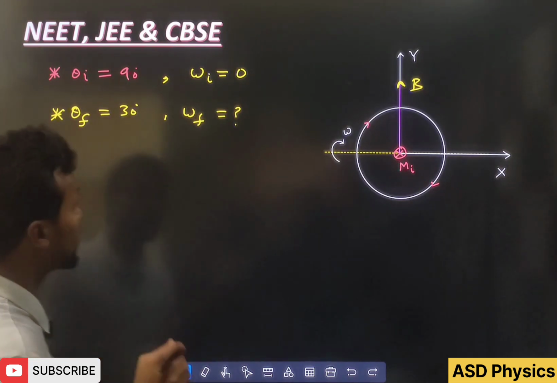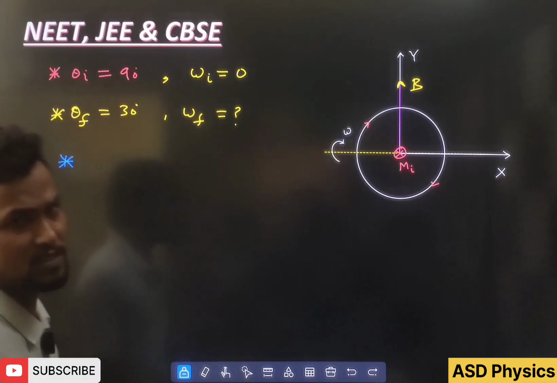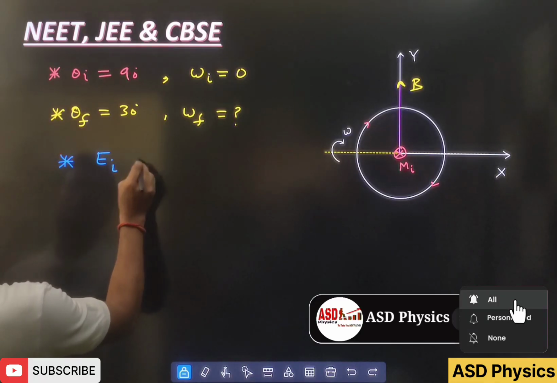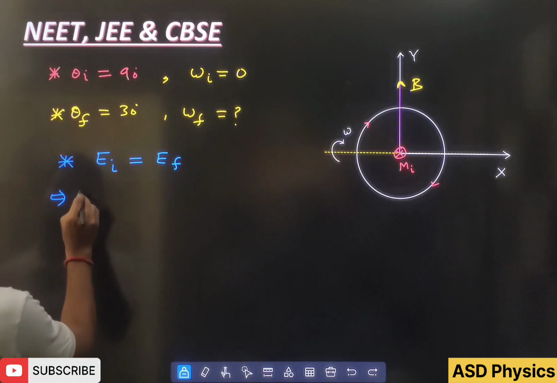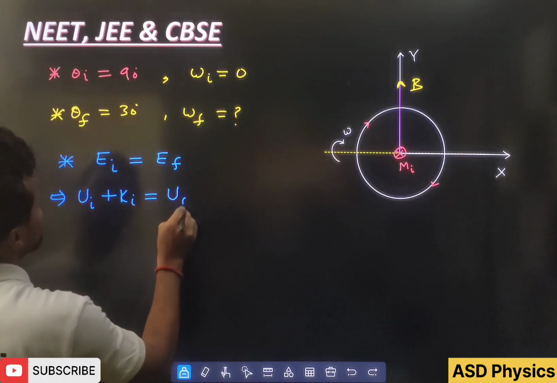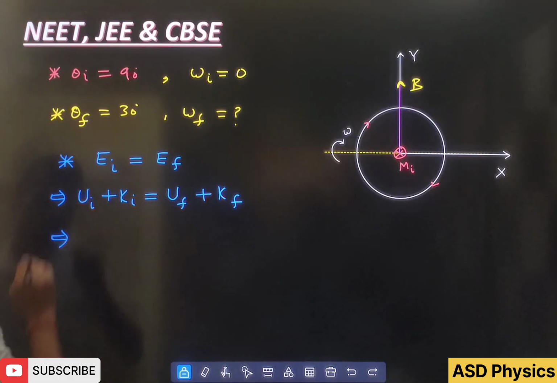Okay. So now here we are going to use the conservation of energy. Is it? Conservation of energy is always applicable. So remember that energy at the initial position is equal to energy at the final position. Initial energy, potential Ui plus Ki is equal to Uf plus Kf.